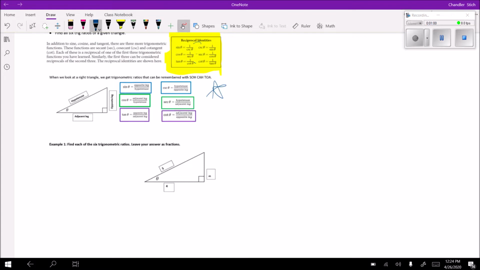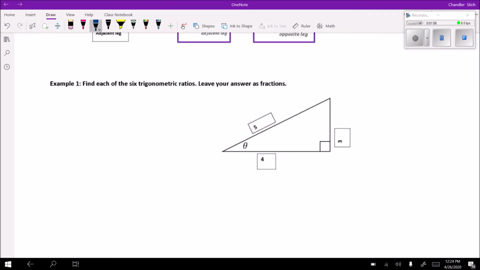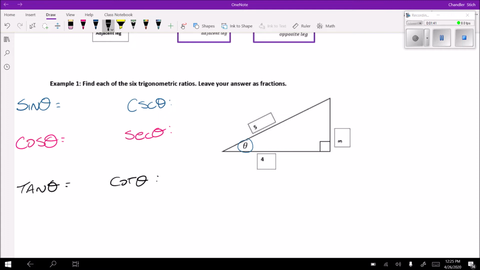Here's my triangle. It's a 3, 4, 5 right triangle, if you remember that special right triangle. I need to find all 6. So we'll start with sine of theta. Again, here's theta. Sine of theta. What else? We have cosecant theta. Those go hand in hand. We have cosine theta. We have secant theta. Those go hand in hand. And we have tangent theta and cotangent theta. Those go hand in hand.